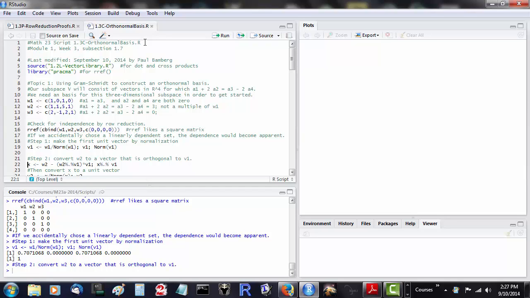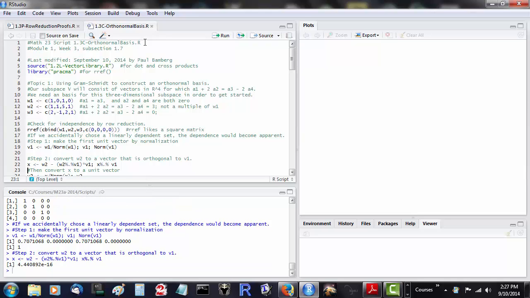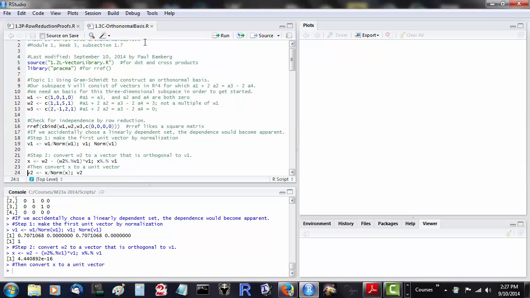Now what I have to do is take my second basis vector and convert it into a vector that's orthogonal to my first basis vector v1. And the way I do that is by subtracting off the component along v1. You saw this done in the second week of the course. It's w2 minus that component, which is the dot product with v1 multiplied by v1. And my check is that when I take the dot product of x with v1, I really get 4.4 times 10 to the minus 16th, but that's good enough for me as 0. Unfortunately, x is not a unit vector, so I have to divide it by its own norm.